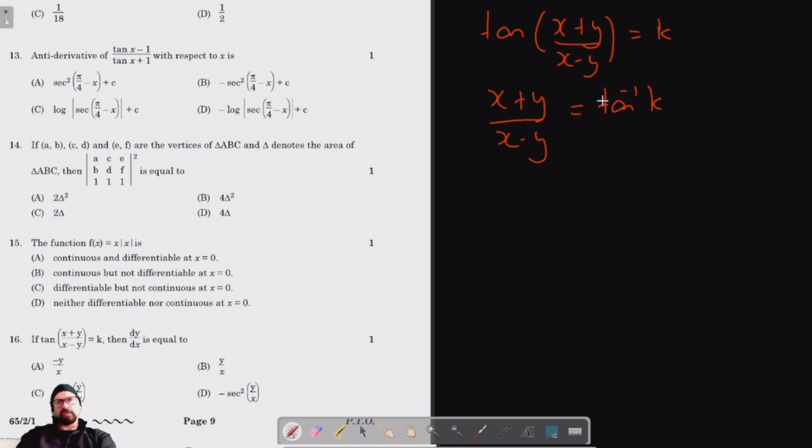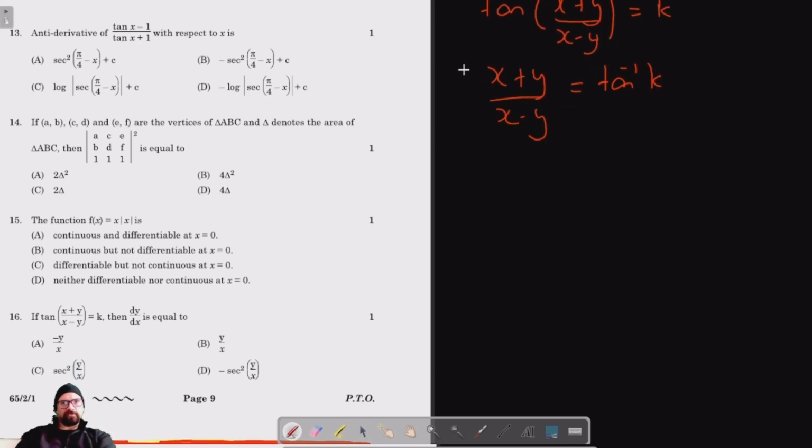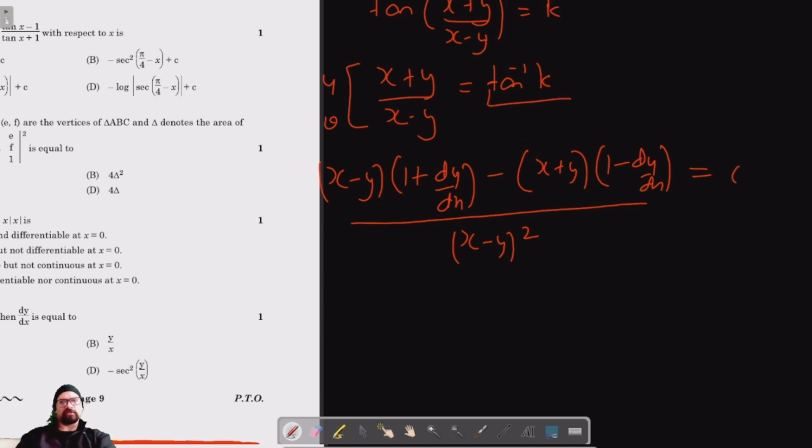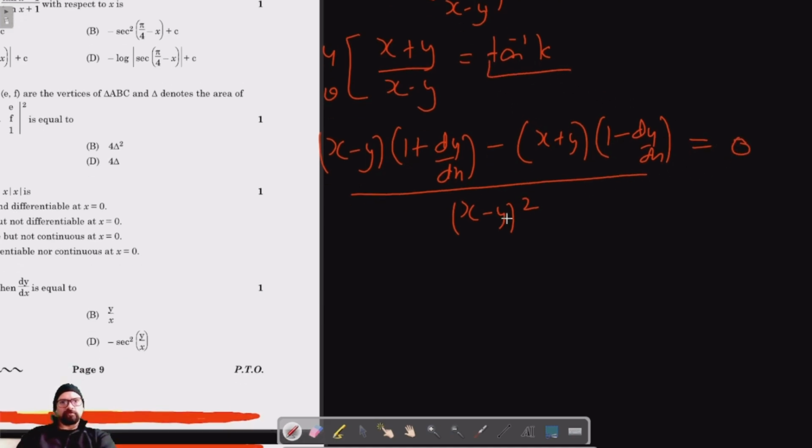So this is now easy to differentiate. Differentiating this with respect to x, we are going to use the quotient rule here. So this is (x minus y) into the differentiation of (x plus y), which is 1 plus dy by dx, minus (x plus y) into the differentiation of (x minus y), which is 1 minus dy by dx, upon (x minus y) the whole square, is equal to the differentiation of tan inverse k, which is 0.